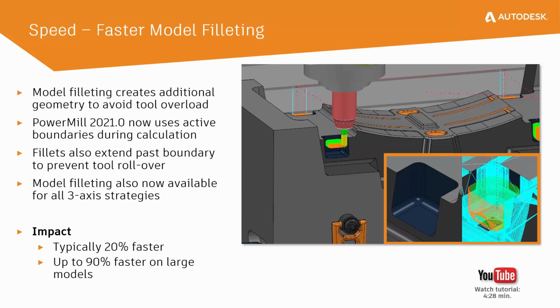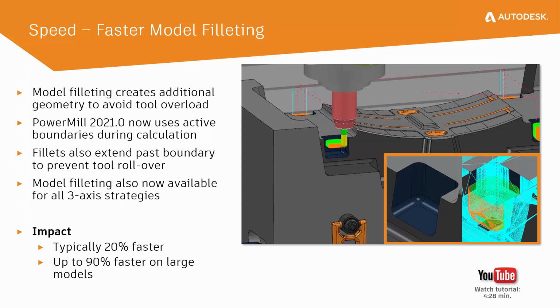Now, with the release of PowerMill 2021, we include two major improvements. The first one is speed, and that is that the model filleting functionality is just generally 20% faster because the algorithms have been improved. But we've also updated this code so that it respects the state of any active boundaries. So if you're working on a very large mold and you've got a boundary for a very small feature, whereas in PowerMill 2020, it would have ignored that boundary and created fillets for the whole model. In 2021, it limits the calculation to just the boundary area. So that's potentially saving you huge amounts of time, maybe up to 90% on large parts.